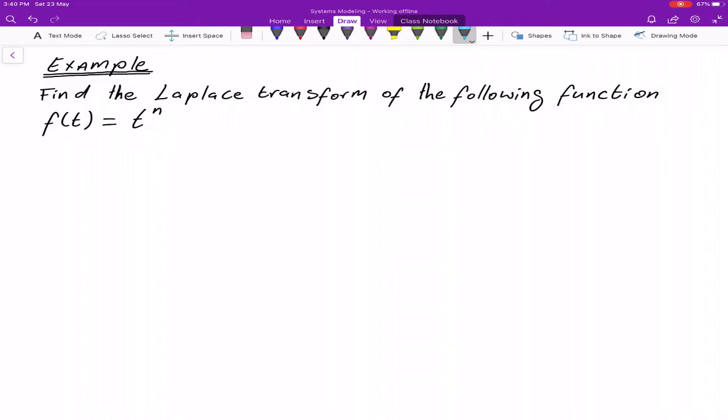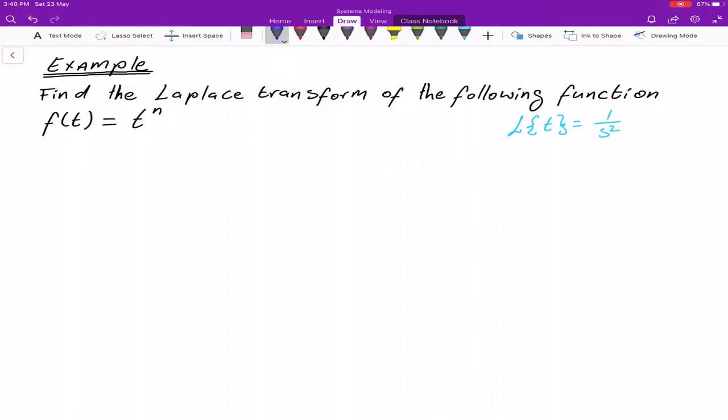Okay, now we are going to look at another example of the Laplace transform of a power signal, like t to the n. So far, we've looked at the Laplace transform of t. Let me just write it down here. We found the Laplace transform of t to be 1 over s squared. Next, we are going to look at t to the n.